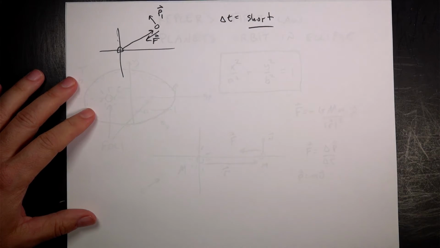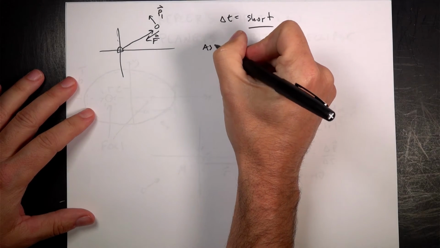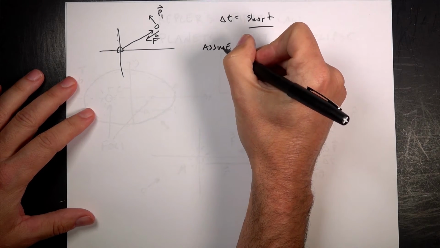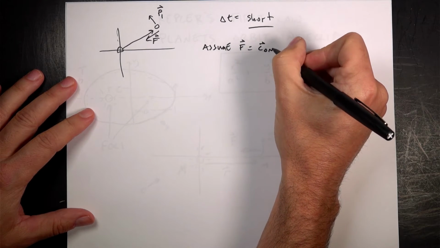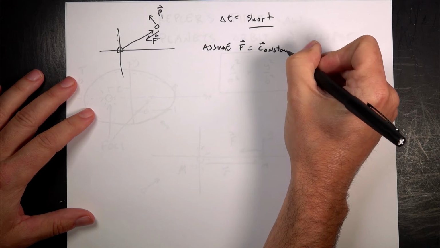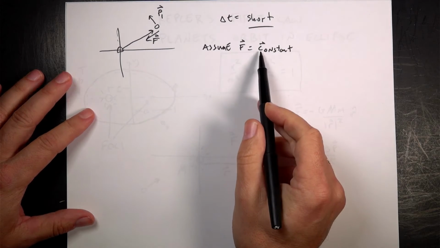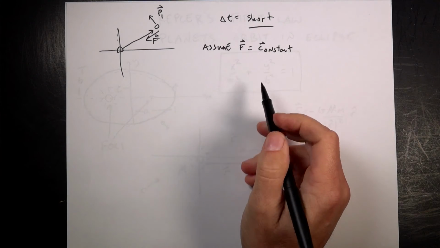During that time interval, I can assume the force is constant, which it's not. So assume F is constant. And see, that's my favorite joke. A vector has to be equal to a vector, so it's a constant vector.